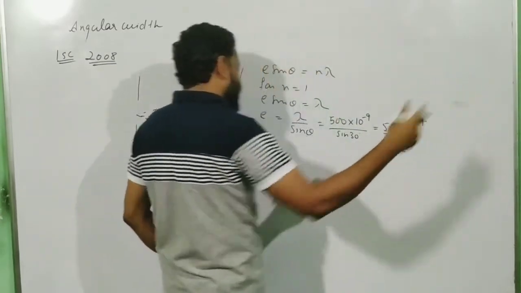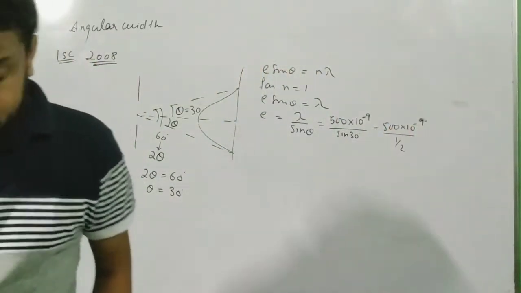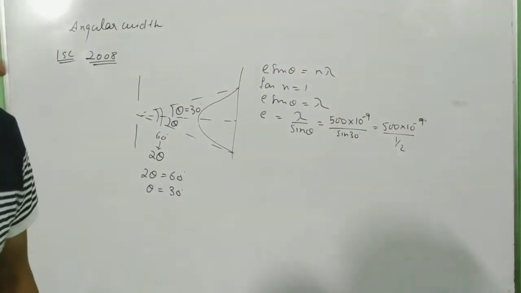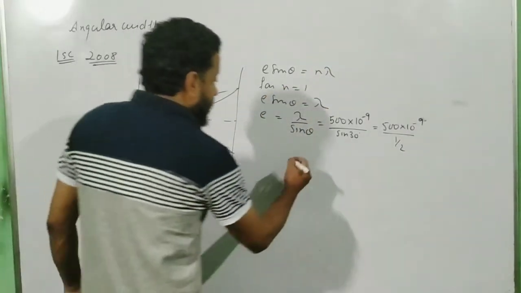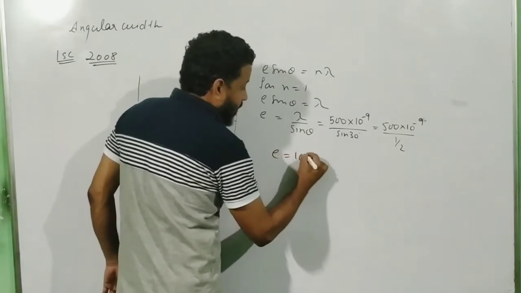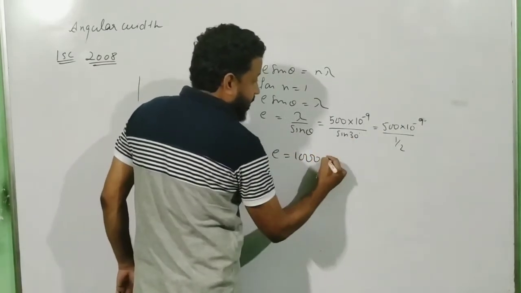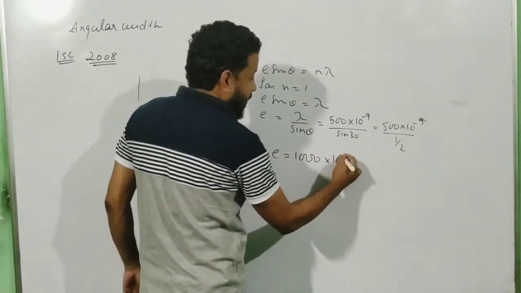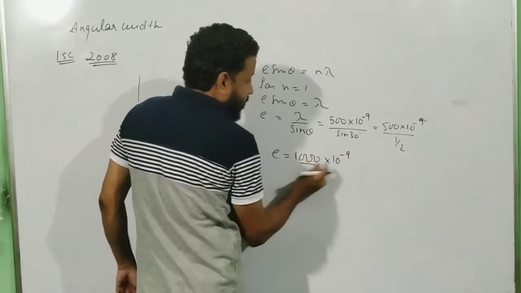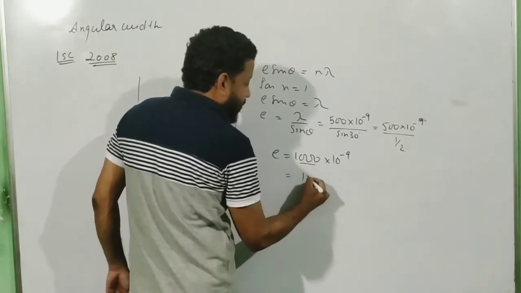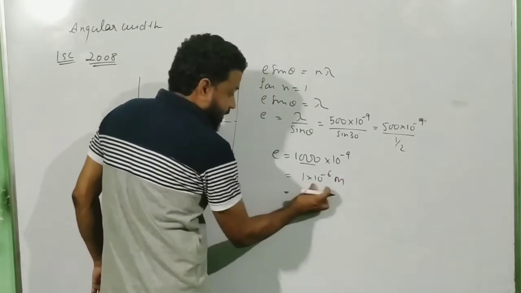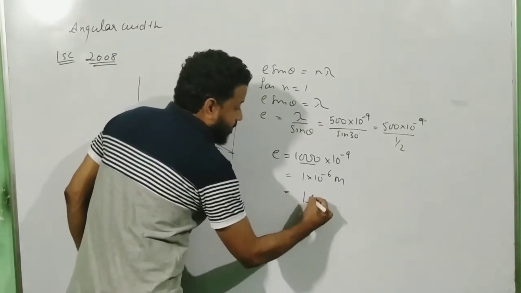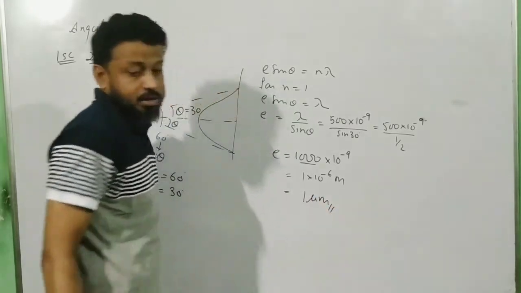Then 2 goes to the top, and you can simplify the entire answer. Your answer will be 1000 into 10 power minus 9, because 2 goes to the top, 500 into 2 becomes 1000. Then 10 power 3 multiplied with 10 power minus 9 becomes 1 into 10 power minus 6 meter. You can write this as 1 micrometer, and that is the final answer.